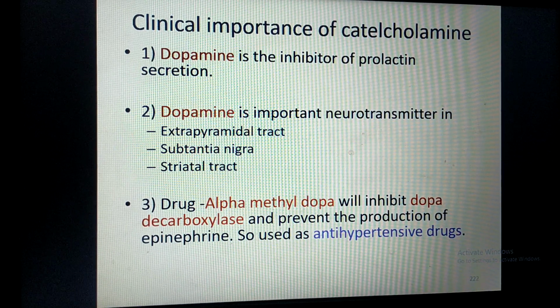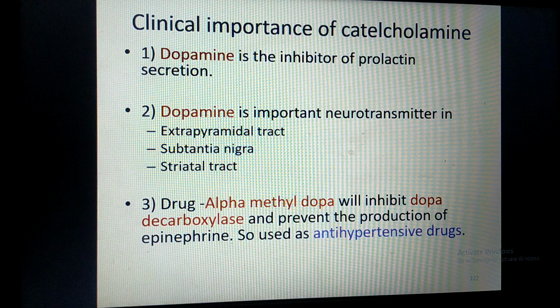Now clinical importance of catecholamines. Dopamine is the inhibitor of prolactin secretion. Prolactin is the milk secreting hormone. Dopamine is also an important neurotransmitter in various tracts of the brain, that is the extrapyramidal tract, substantia nigra, and striatal tract. If there is dopamine deficiency in the body, then the functioning of these tracts is hampered and the patients have various types of diseases.